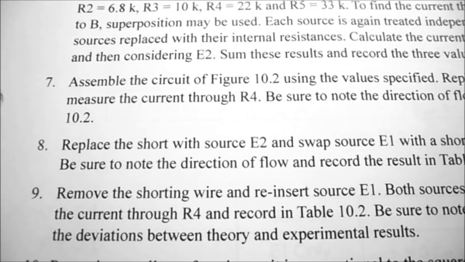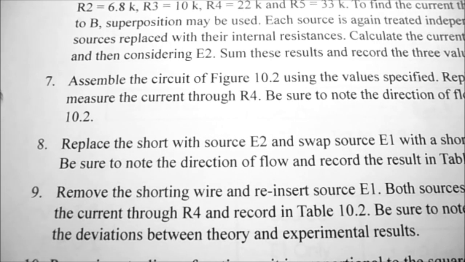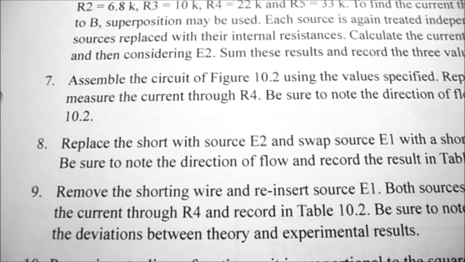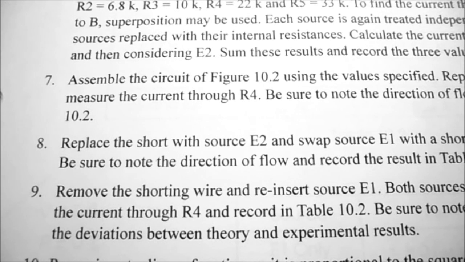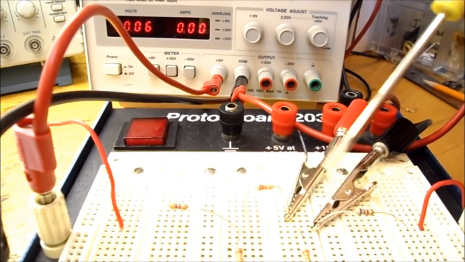Under procedure, step number 8, we're to replace the short with source E2 and swap source E1 with a short. We're to measure the current through R4, be sure to note the direction of flow, and record the result in table 10.2. So I'm not going to remove my ammeter, I'm just going to leave it there.